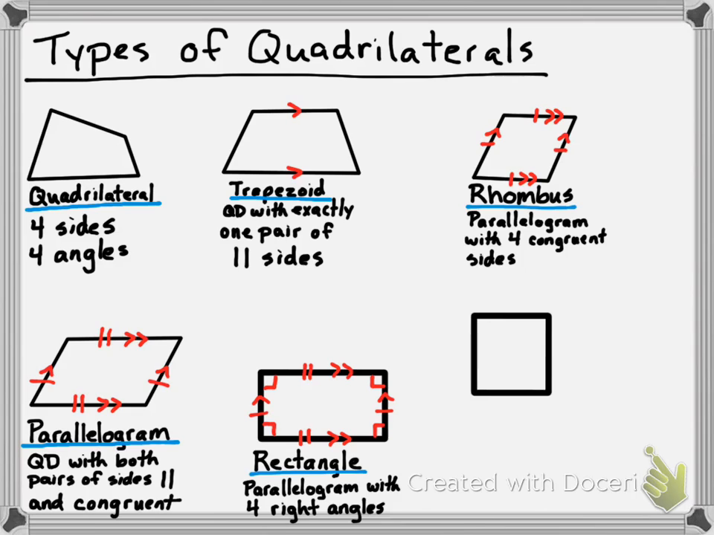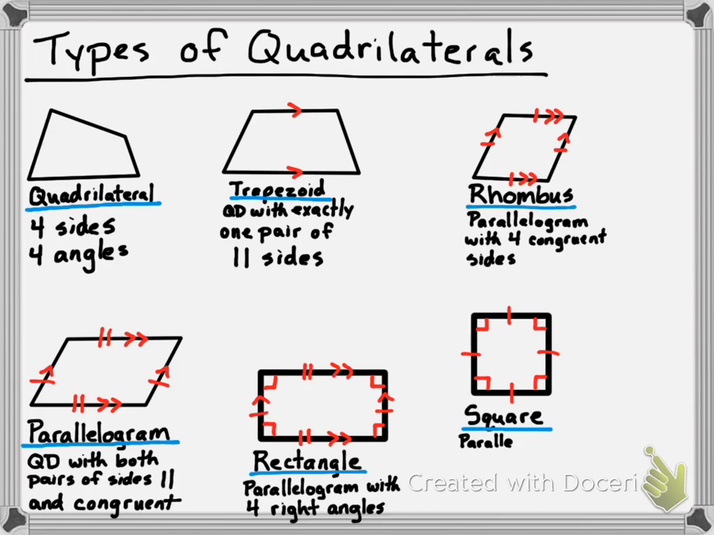And then we have the last type of quadrilateral. You can see it looks close to a rectangle, but also close to a rhombus. It's really kind of a mixture of the two. Okay, it has right angles, but it also has all four congruent sides. So it has right angles like a rectangle, but it has all congruent sides like a rhombus. This is called a square.